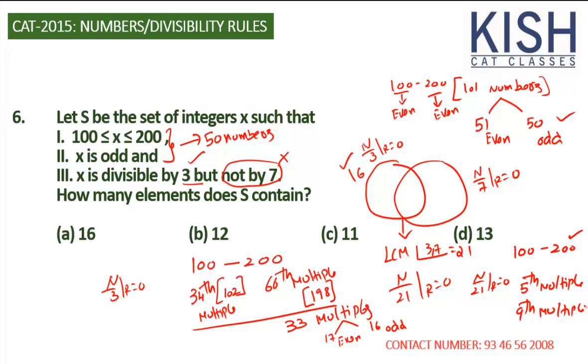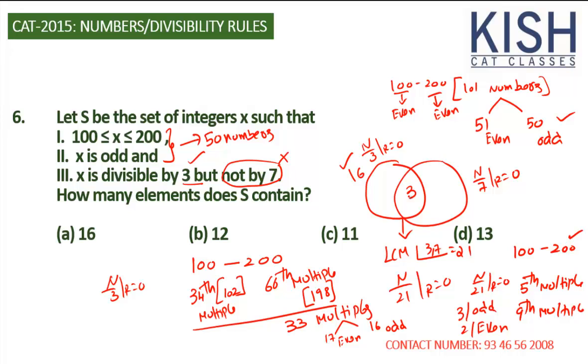It started with the fifth multiple, which is an odd multiple of 21. It ended with the ninth multiple, which is also an odd multiple. So it started with odd and ended with odd. So it means that 3 of them are odd and 2 are even. Since we need to consider only the odd multiples, it's going to be 3 here.